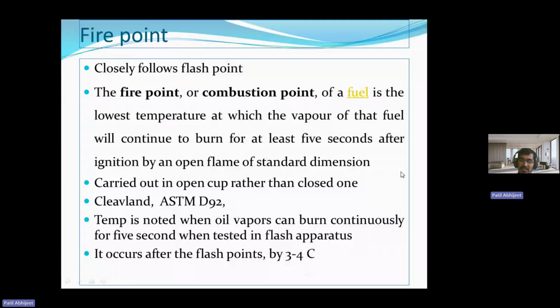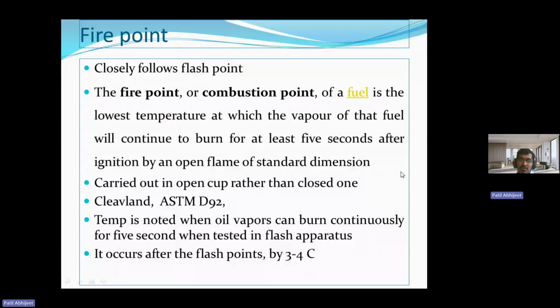D92 is a specified test, or EN 17411. This is another test, EN 17411 or ASTM D92, that is used to define a fire point. In the Cleveland apparatus, the temperature is noted at which the oil vapors burn continuously for at least 5 seconds when tested in a flash apparatus.